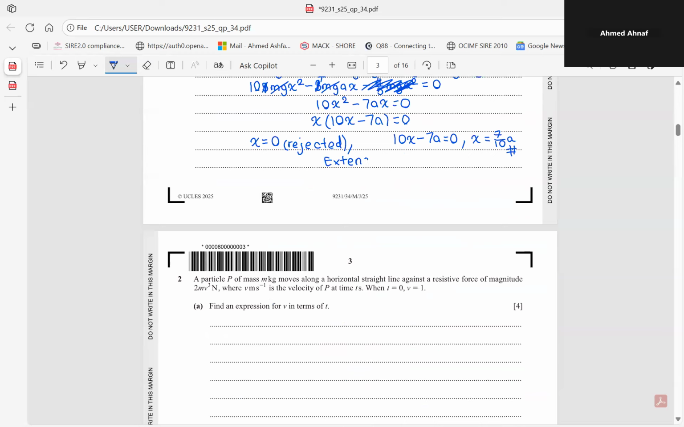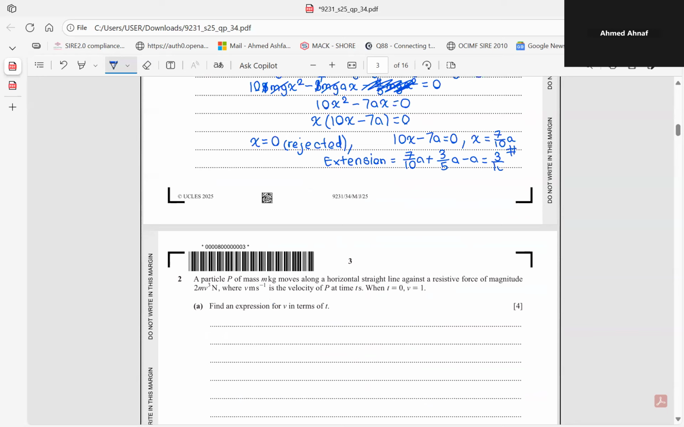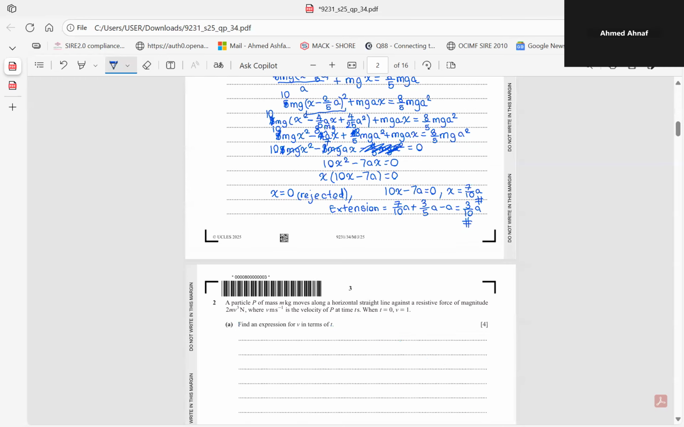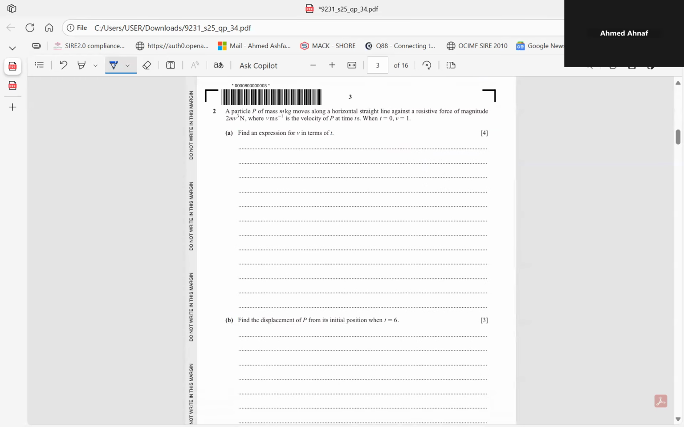So we have to do x plus 3 over 5a minus a. Okay, so extension. So you get 3 over 10a. So this is our maximum extension and the final answer for this question. Let's head on to the next question.